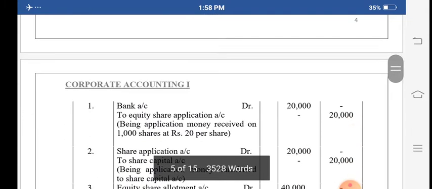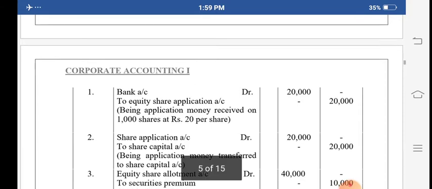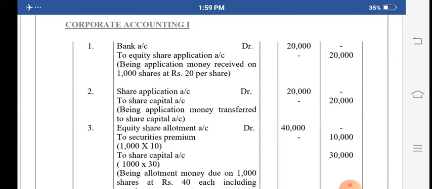Okay, so now see, bank account debit rupees 20,000 to equity share application account credit rupees 20,000, being application money received on 1000 shares at rupees 40 per share. Now one more transaction: share application account debit rupees 20,000 to share capital account credit rupees 20,000, being application money transferred to share capital account. Okay, so like this we have to pass the journal entries.